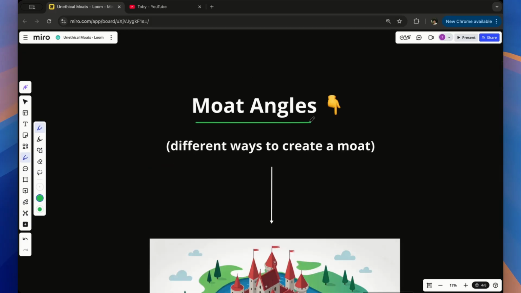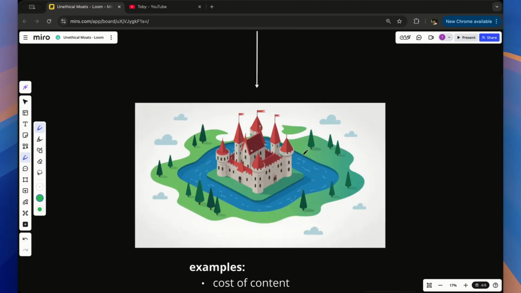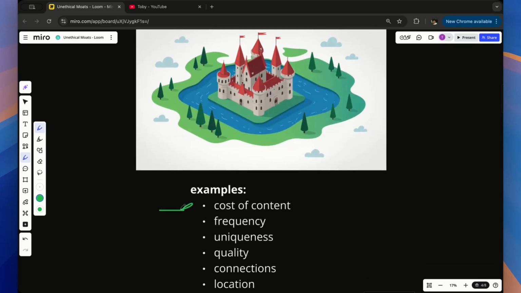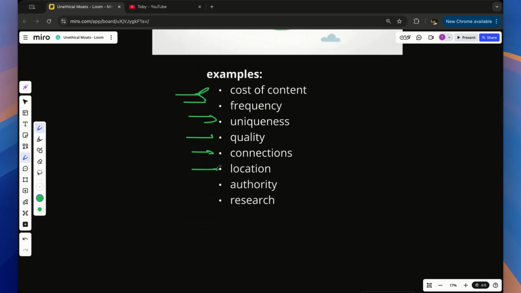Now, finally, moat angles. I want to talk about different ways to create a moat. There is an insane amount of different ways to create moats around your content. You just need to pick a lane and go for it. So a couple examples: we have cost of content. How expensive is your content? How much money are you putting into it? How little money are you putting into it? Frequency of uploads, the uniqueness of the style, the quality of the videos, the connections you have, the guests you can bring in, the celebrities you can bring in, whatever it is. The location you can shoot at, shooting in the US versus in Europe versus specific locations versus at a private property, right? There's different locations that you can create a moat that no one else can compete with.